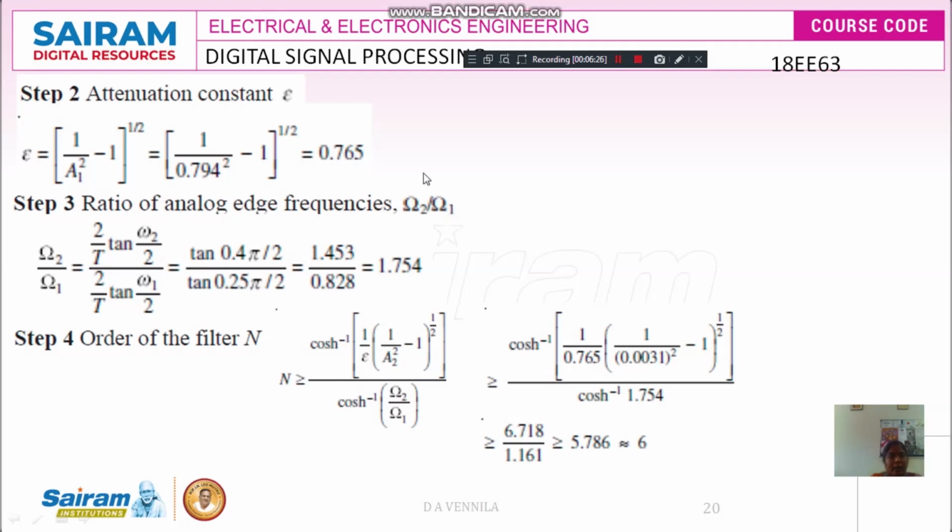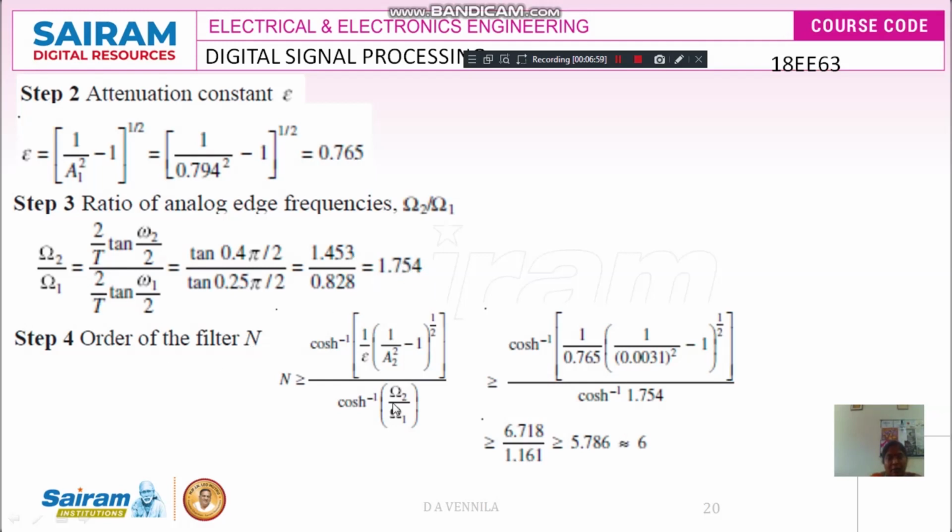Now next you need to calculate the edge frequency, because we are going to use the formula to find the order of the filter. Omega 2 divided by omega 1 will be equal to 2 by T tan of omega 2 divided by 2, over 2 by T tan of omega 1 divided by 2. Here T is not given, so you can assume that T is equal to 1 second. If they give it, you have to use that value only. If they do not mention the sampling period, you can assume the value will be equal to 1. So after finding this, the ratio will be 1.754.